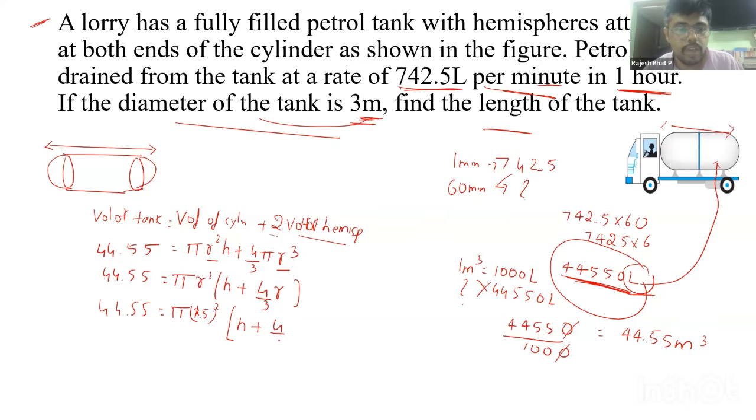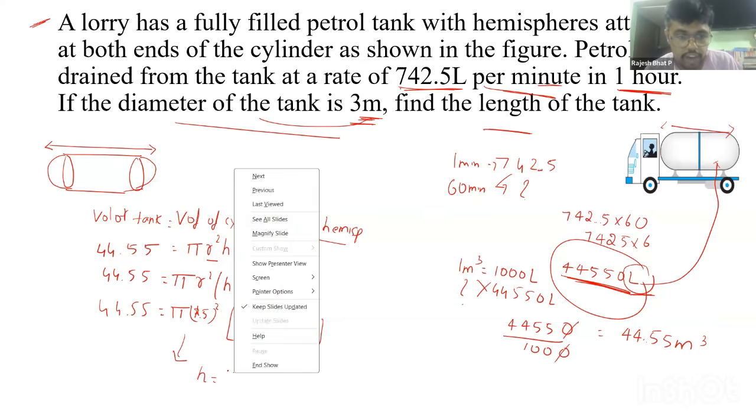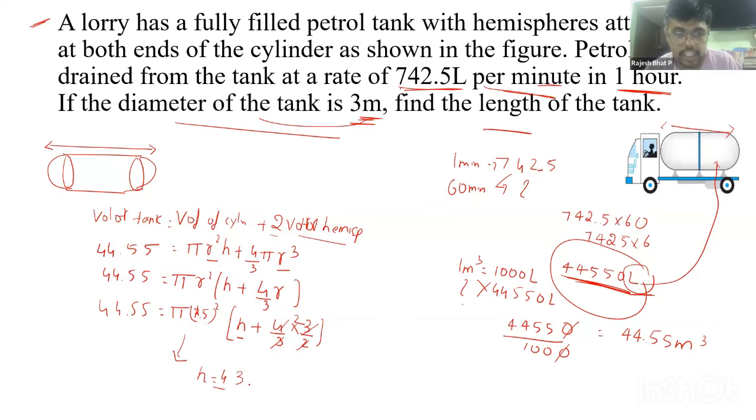Next, 4 by 3. What is the radius? Now you can use 3 by 2 here. Very simple, because here what happens? 3 cancels, 2 ones are 2, 2 twos are 4. So when you simplify this slowly and go on, you will find the height, which is 4.3. What is this height? 4.3 meters. This is just the height of the cylinder.